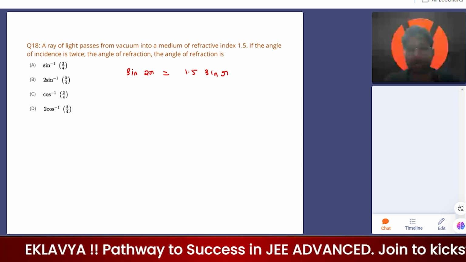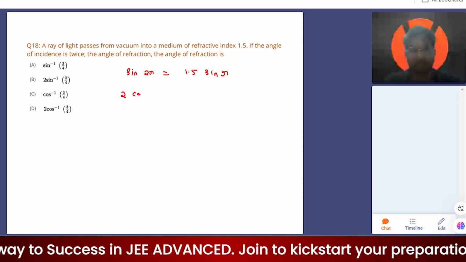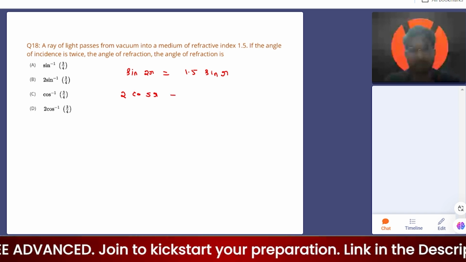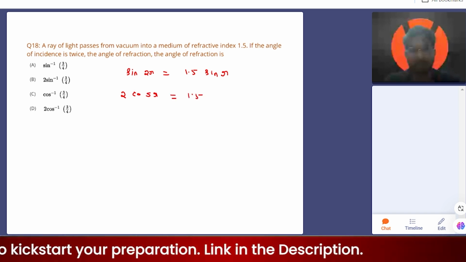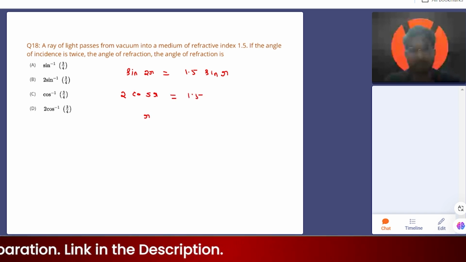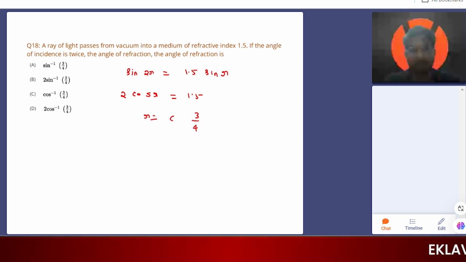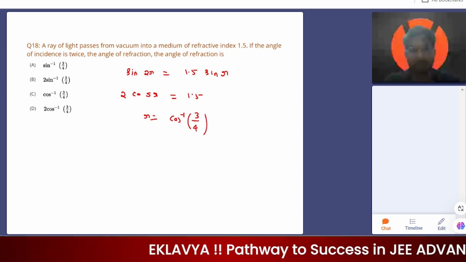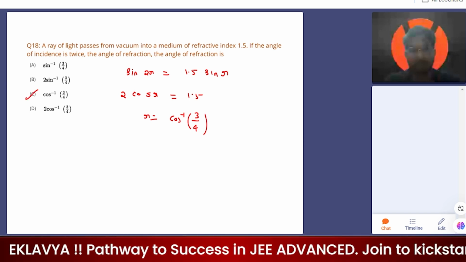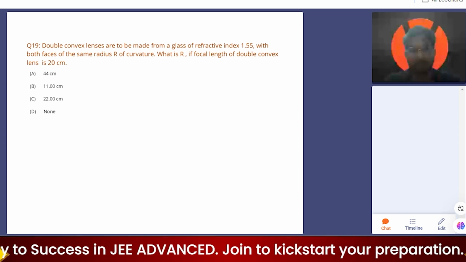Well, this sine 2r I can write as 2 sine r cos r. That will give a balance of 2 cos r is equal to 1.5, that is 3 by 2, so this will become cos r equals 3 by 4, and r is cos inverse 3 by 4. Option C. Question number 19.